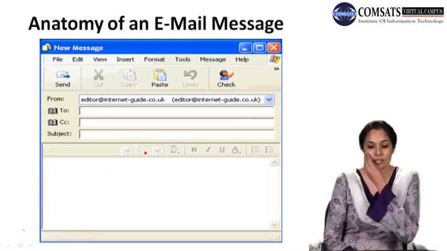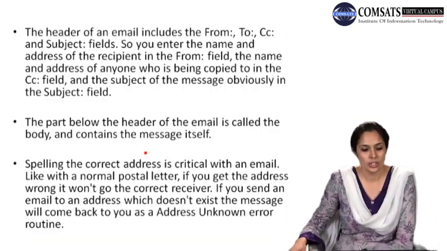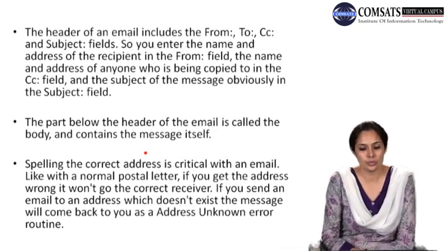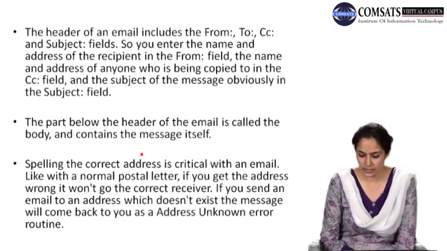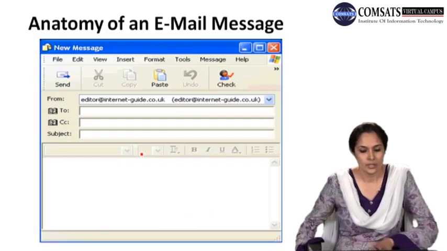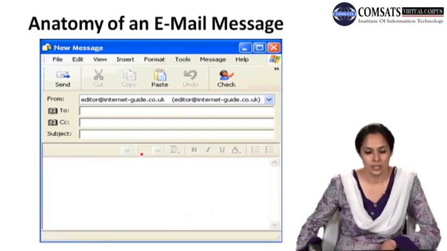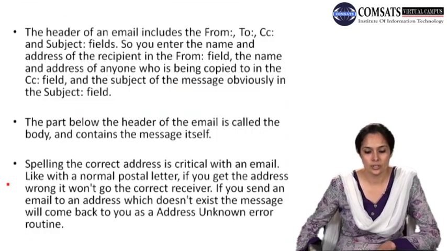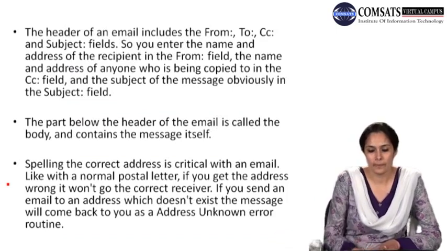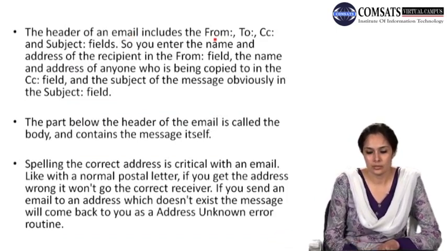So this is the anatomy of an email message. The header of an email includes the from, to, CC and subject fields. This is called the header of an email, this particular part. This is the header, and this includes the from, to, CC and subject fields.